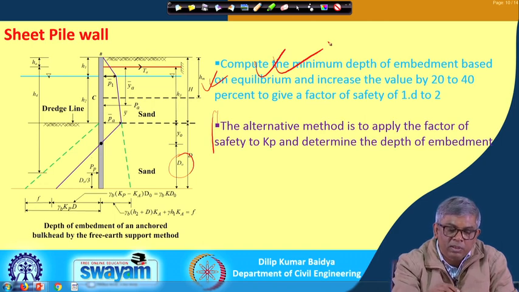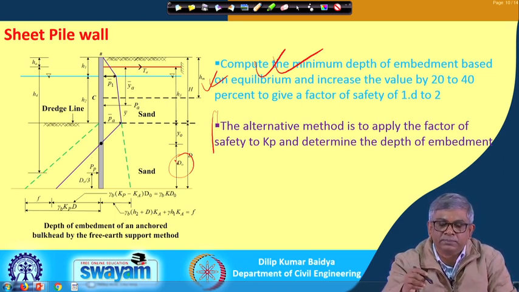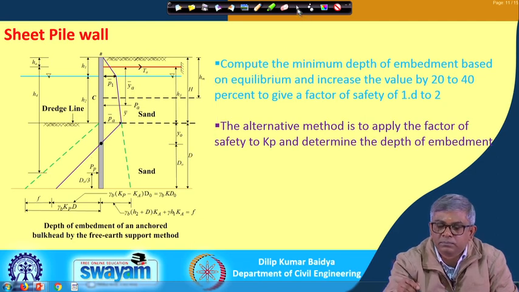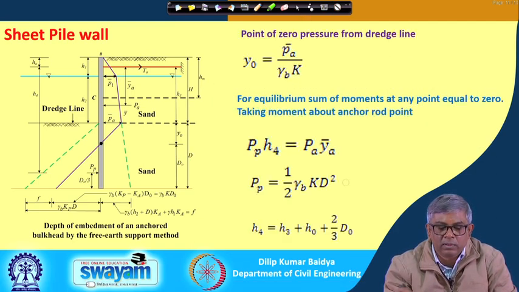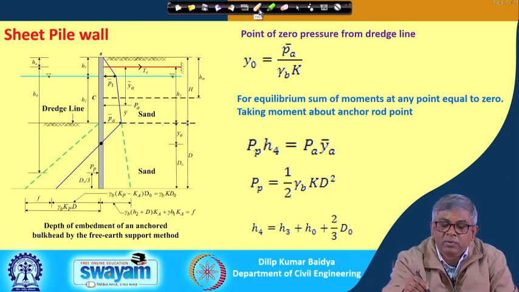That means, whatever diagram I have got, I will consider the equilibrium of this diagram, and based on that, whatever d naught I get, d naught plus y naught will be the d required, and then I will increase it by 20 to 30% or even 40% to provide the factor of safety. Now, you can see step by step, this is the thing we have already done before also.